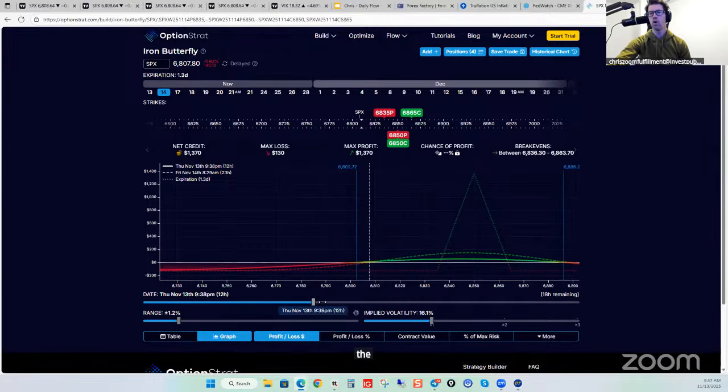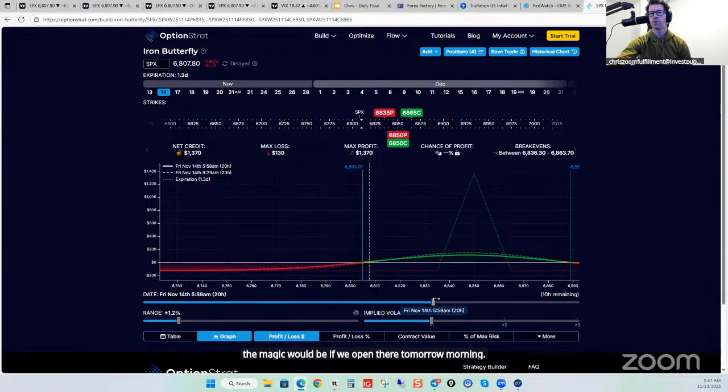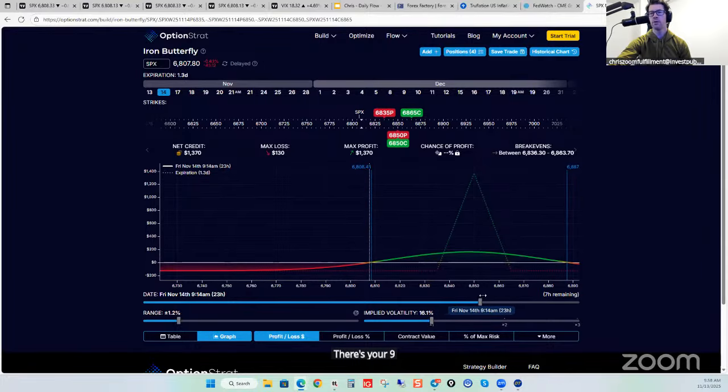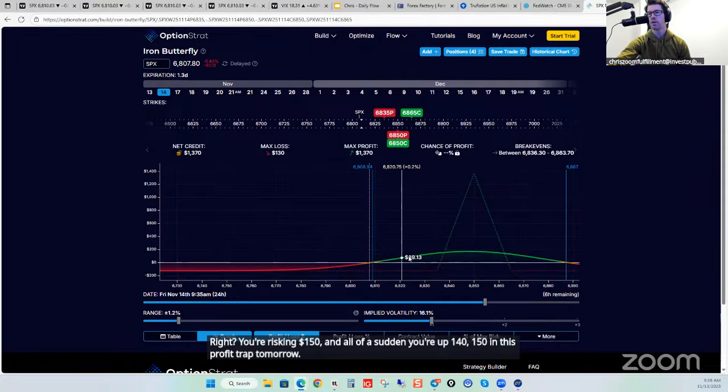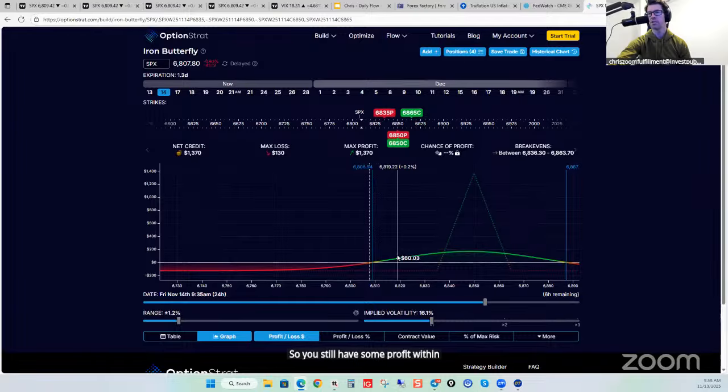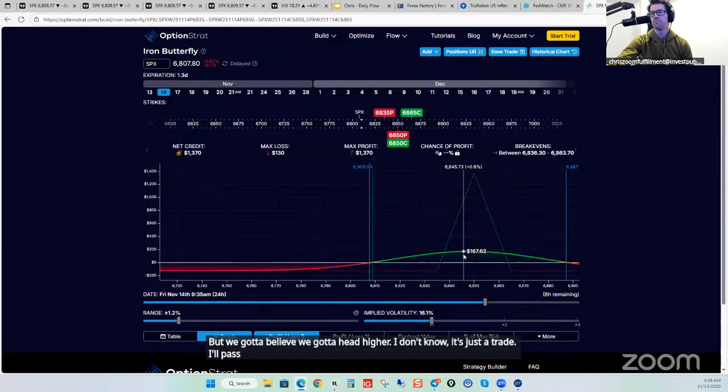The magic would be if we open there tomorrow morning, there's your 9:30 opening bell and prices within that. That's the trade you want, right? You're risking 150 and all of a sudden you're up 140, 150 in this profit trap tomorrow. So you still have some profit within about 68.15 to 68.60. That's a good winner. But we've got to believe we're going to head higher. I don't know. It's just a trade. I'll pass on it right now.